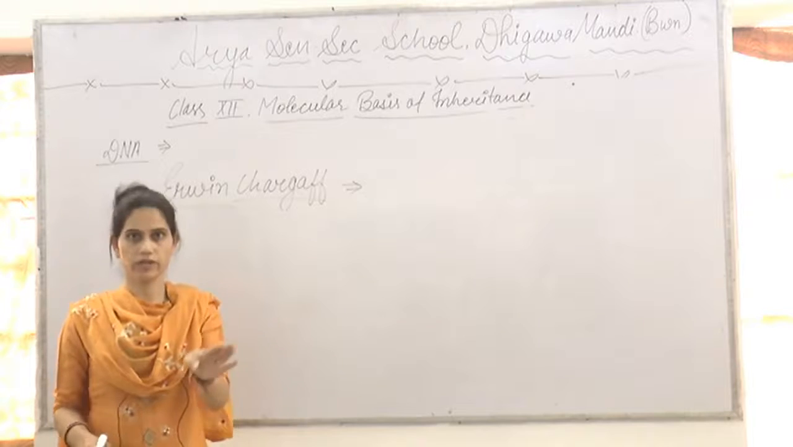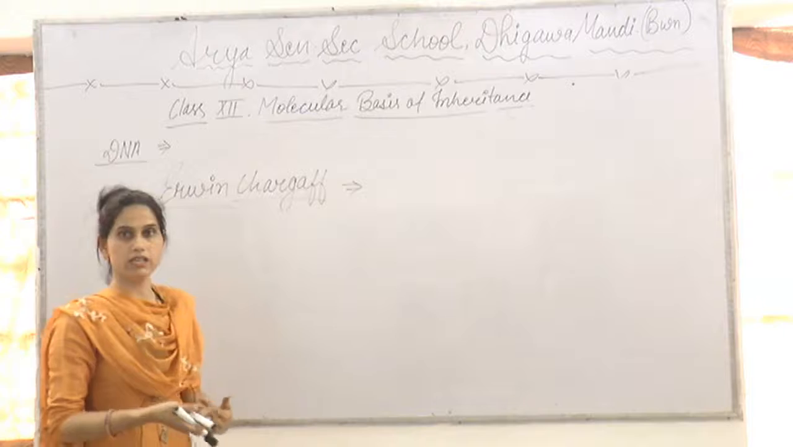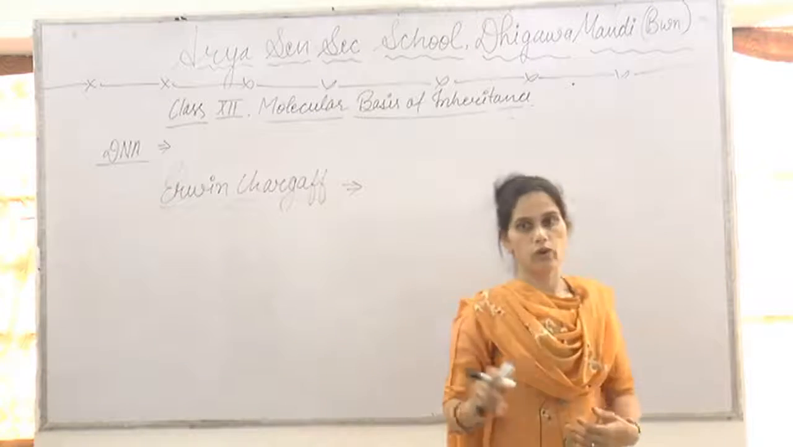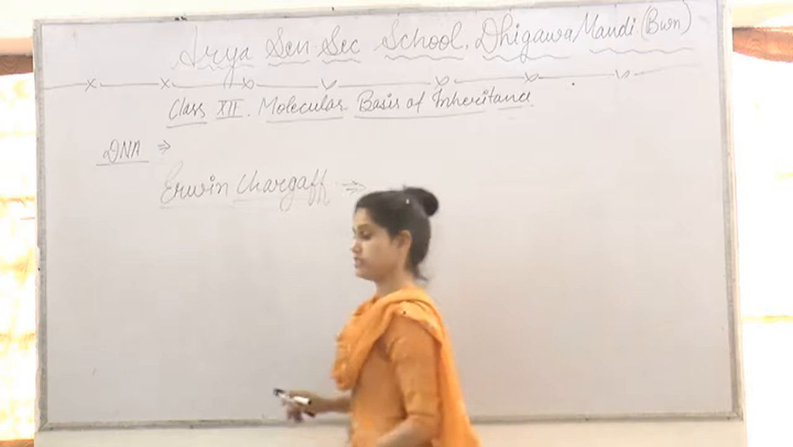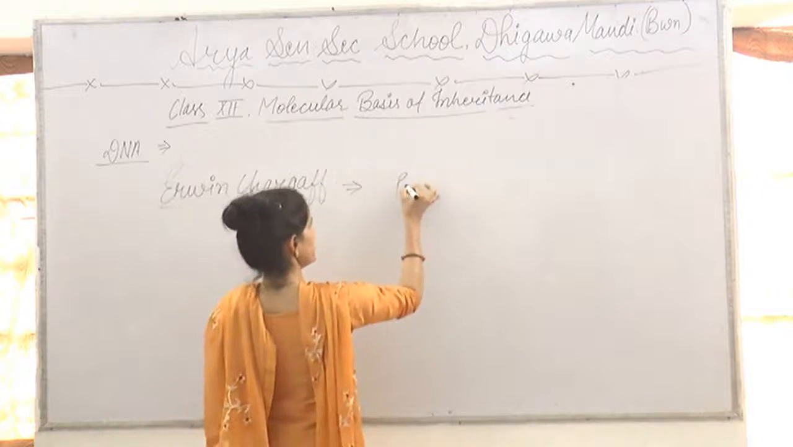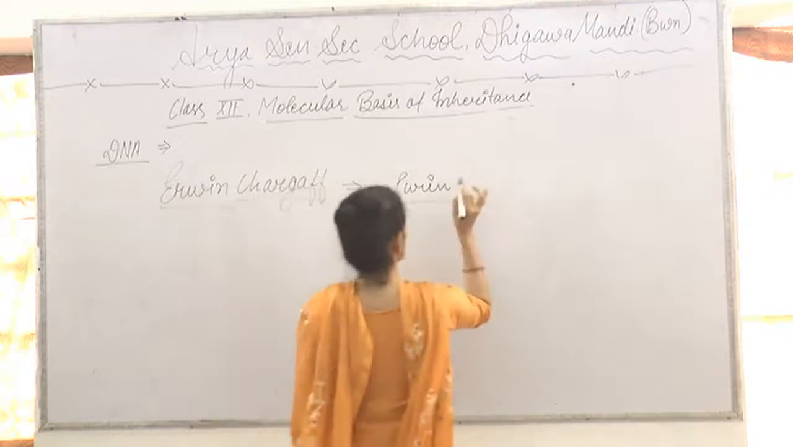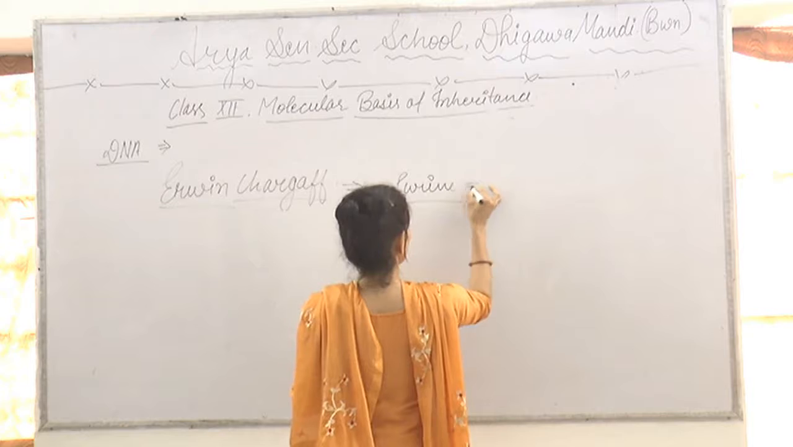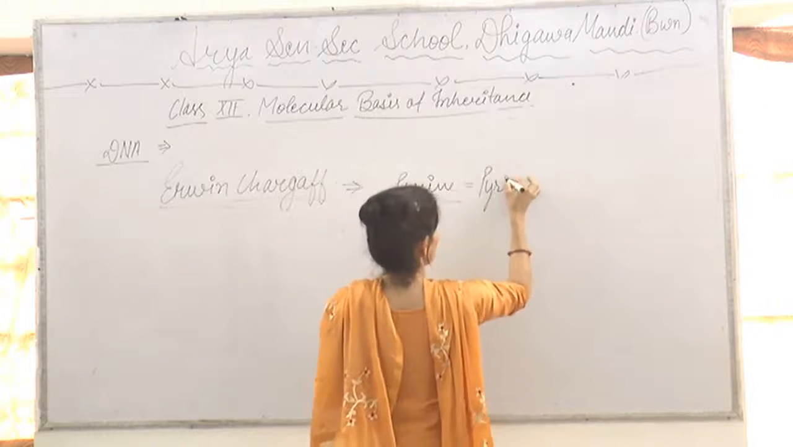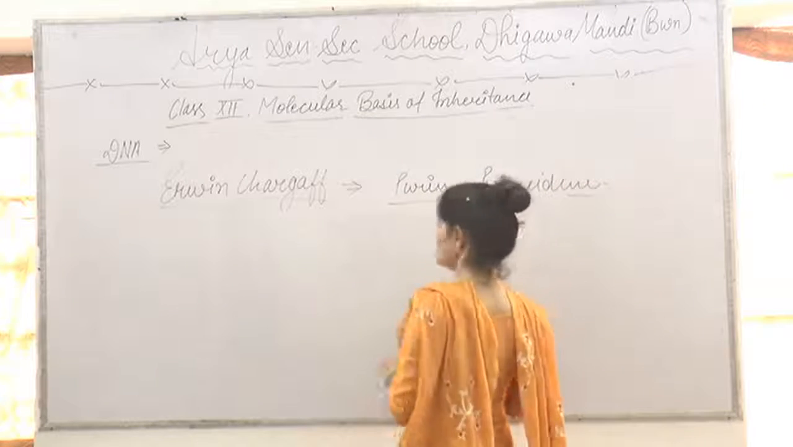One purine, one pyrimidine. One purine, another pyrimidine. For example, adenine always pairs with thymine, one single. And guanine always pairs with cytosine. So the purine is always present with the pyrimidine, and their ratio will always be equal, purine equals pyrimidine.